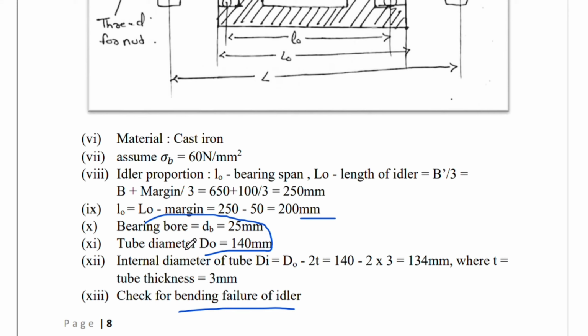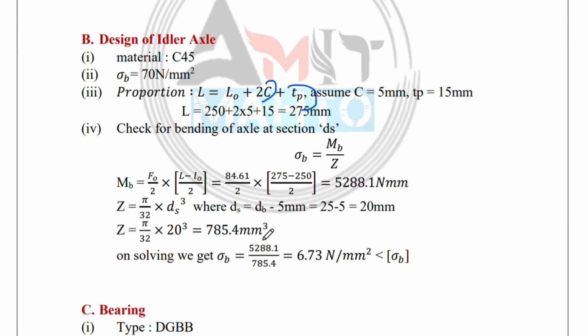See, the bearing bore diameter is 25 mm. So that 25 mm we have taken here. Okay, so ds is equal to dB minus 5, so dB will be 25 minus 5 mm. So it will be 20 mm, so ds will be 20 mm. Put here 20 and get the value.